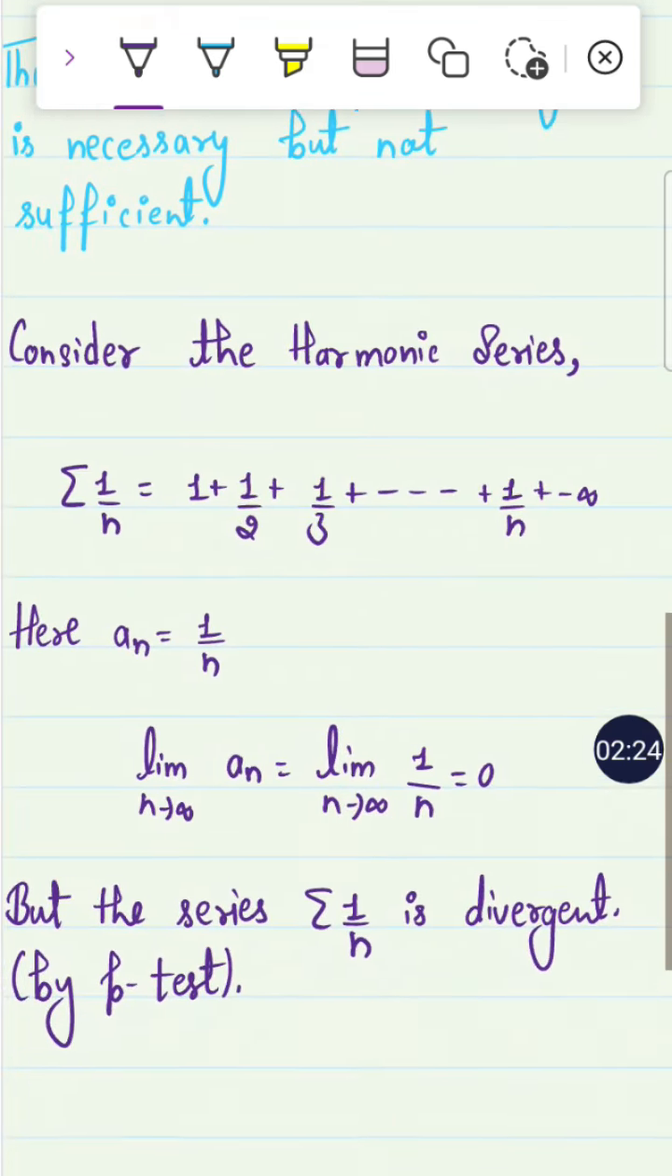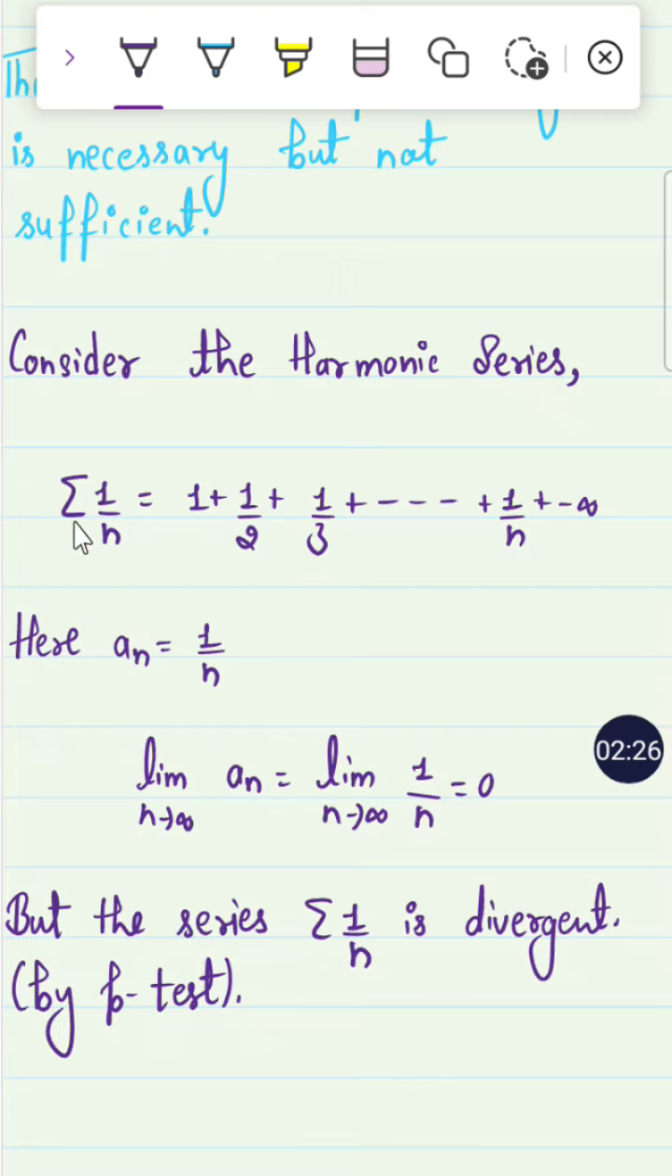Consider the harmonic series. What is the harmonic series? Sigma 1 over n, which is 1 plus 1 by 2 plus 1 by 3 plus ... plus 1 by n and so on to infinity. Now let the term an be 1 by n, which goes to 0, but this series is not convergent. This harmonic series is a divergent series.